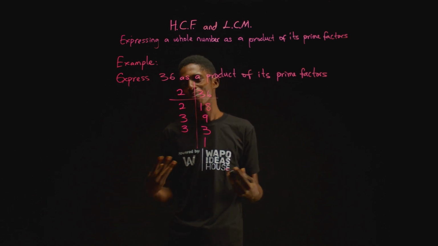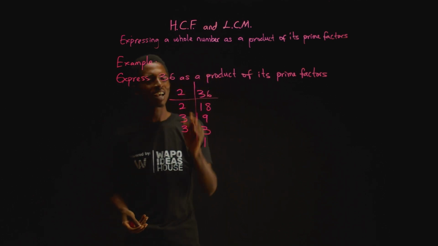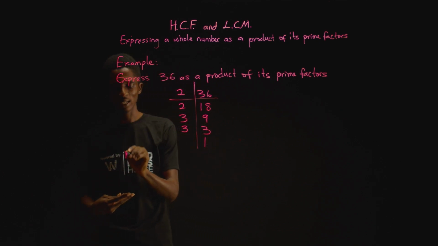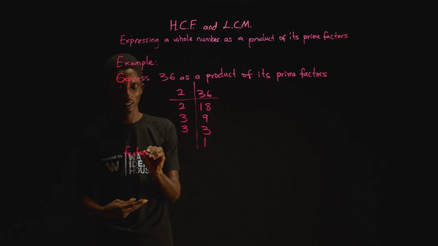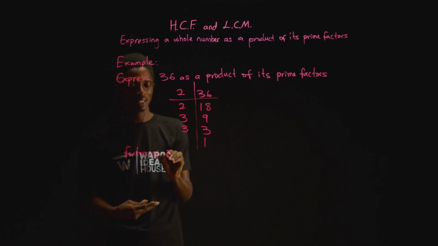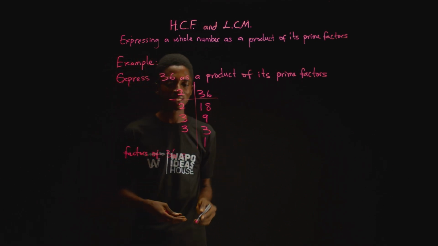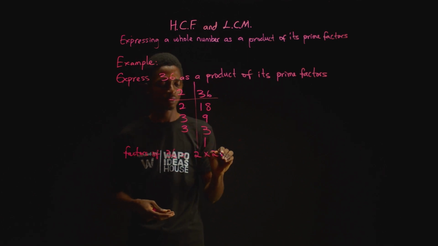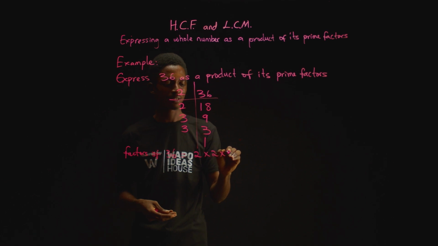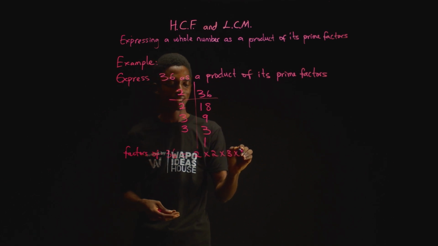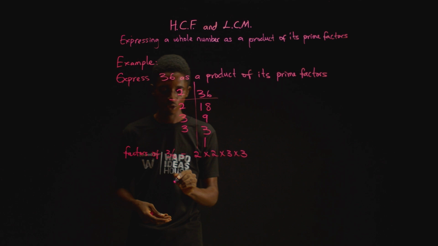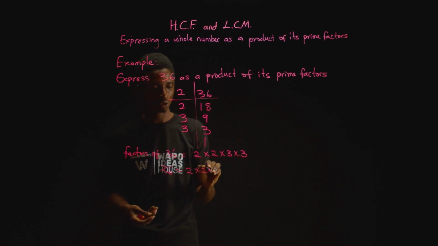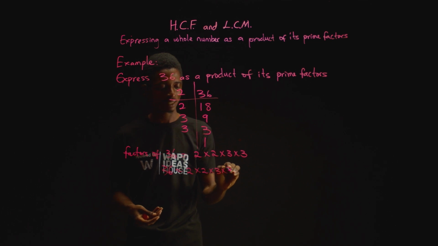Remember, 1 is not a prime number. So expressing 36 as a product of its prime factors, the prime factors of 36 can be written as 2 multiplied by 2 multiplied by 3 multiplied by 3. So that is 36 equals 2 times 2 times 3 times 3.